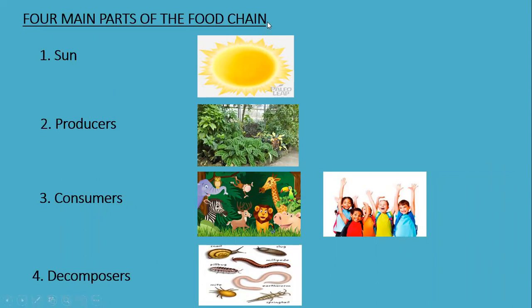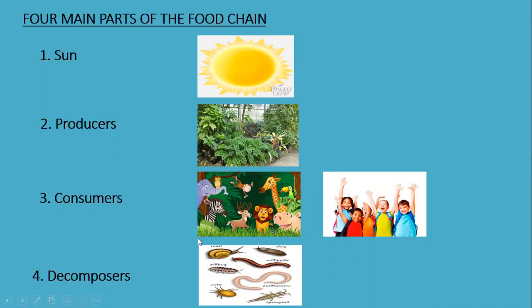Four main parts of the food chain. First is sun, producer means plants, consumers are all animals and human beings and insects, you can say. They are the consumers that consume from outside. Then what are the decomposers?